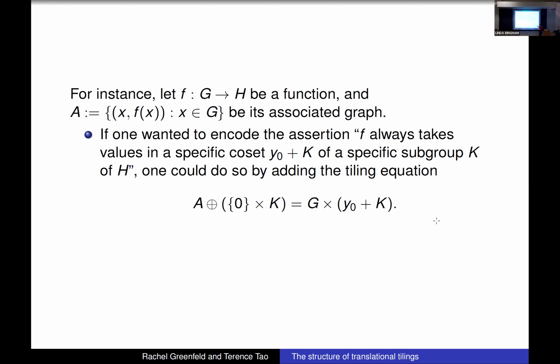For example, suppose I want my function to only take values in a certain coset. So I have a function from G to H. Suppose I have a coset y plus K of some subgroup K of H. So I have a function which takes values in the whole group H, but I want to force it to live in some coset. I have a tiling equation for that. If I take my graph and I ask that if I sum it with not 0 cross H, but 0 cross K, that is equal to G cross the coset, that forces my original graph to lie inside this coset. So inside my tiling language, I can now assert the sentence: f takes values in the coset. This is now a sentence I can write in my language.